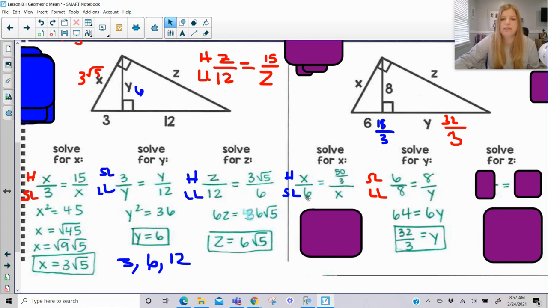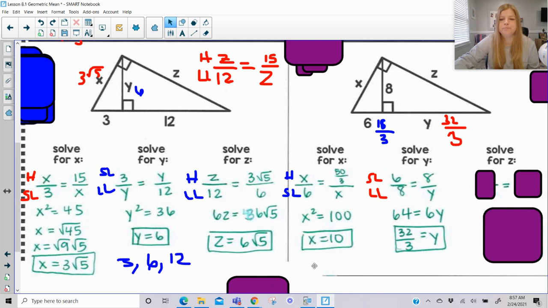So this ends up being nice because 6 times 50 thirds, 6 times 50 is 300. 300 divided by 3 is 100. So it ends up being x squared equals 100, which is 10. And I'm just going to label that as 10 because maybe I want to use it for something going forward. And now z.